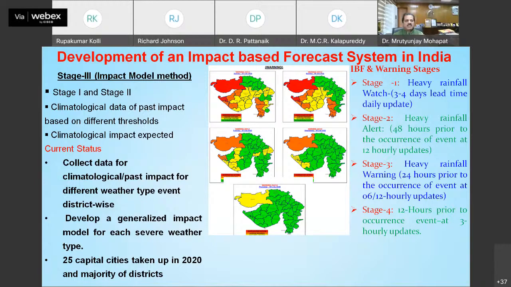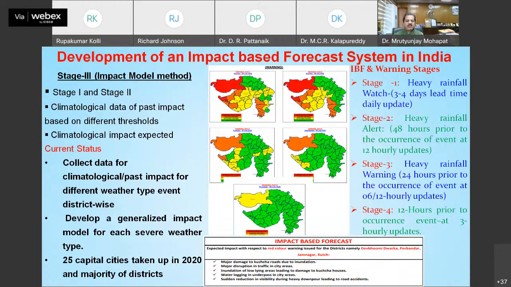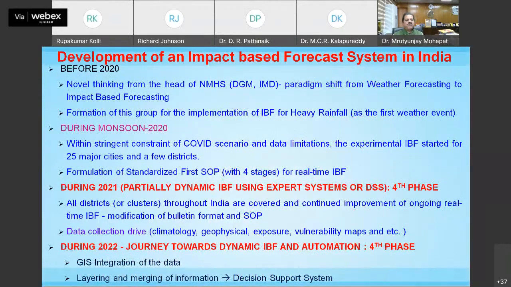So while doing all this in stage 3, what we do, right, we collected the climatological data of the past impact based on different thresholds. The climatological impact expected we consider based on disastrous weather events published by India Meteorological Department since the 1980s. So all these helped to have some kind of impact matrix at the district level and at the city level, and accordingly, impact was provided. So therefore, by 2020, in spite of the COVID scenario, we could come up with some kind of standardized standard operating procedure for 4-stage impact-based forecast at capital cities and all the districts.